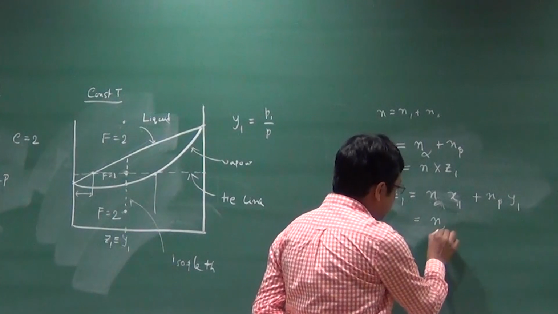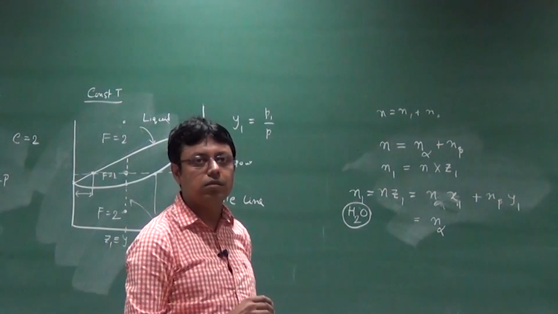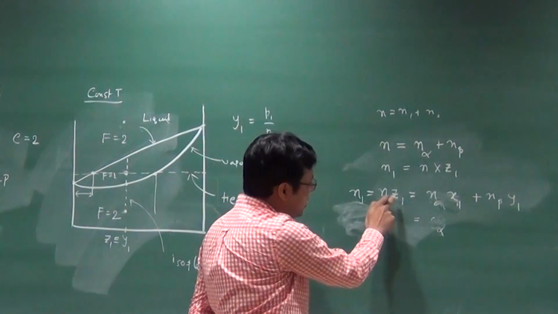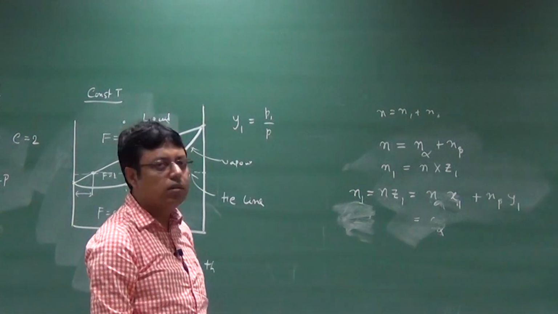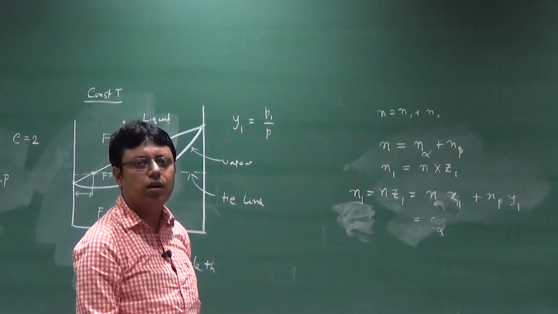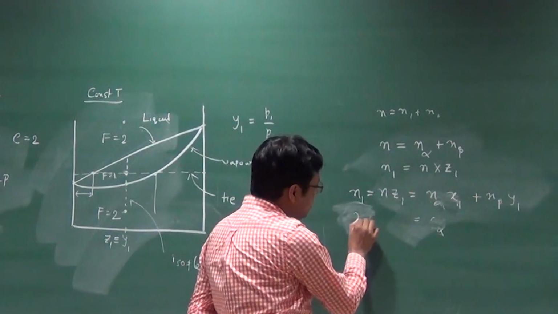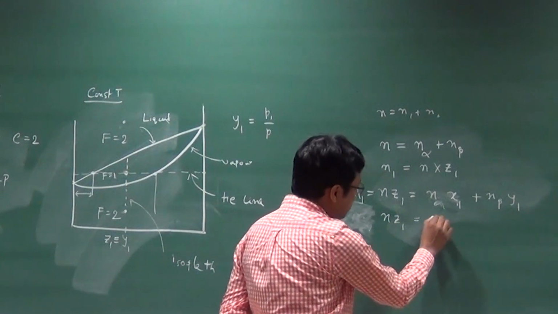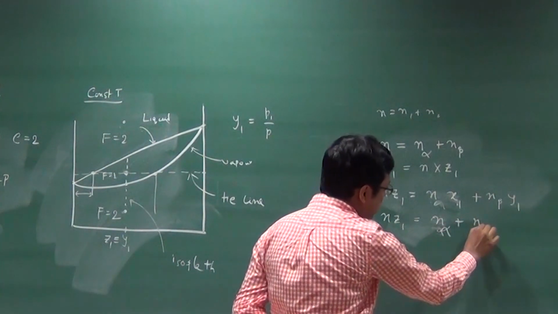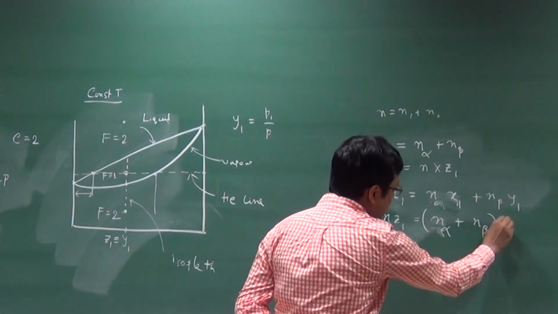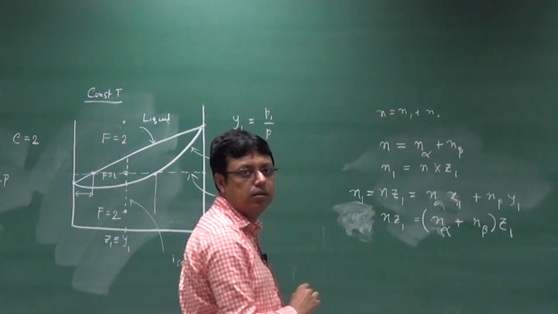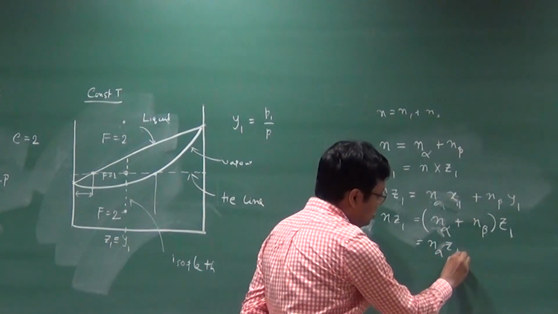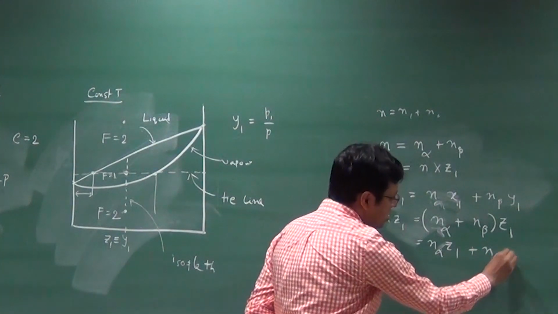Now, think about it. If Z1 is the overall composition, just look at it, NZ1. Now, what is N? N means total thing. But that I could have written as N alpha. Let me just write it: NZ1 is also N alpha plus N beta, into Z1. That also I can write as N alpha Z1 plus N beta Z1.